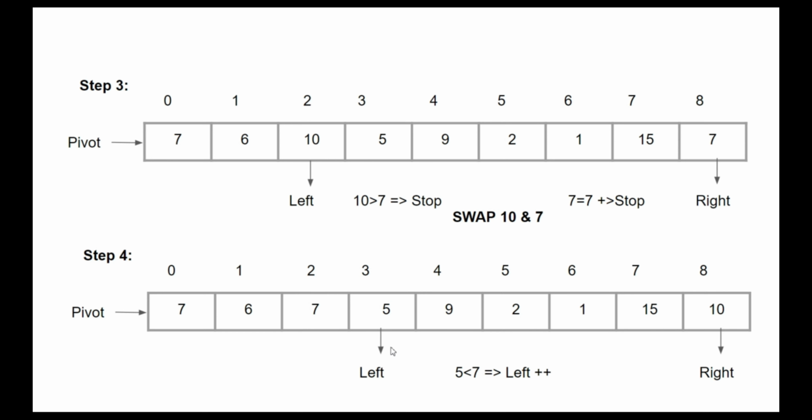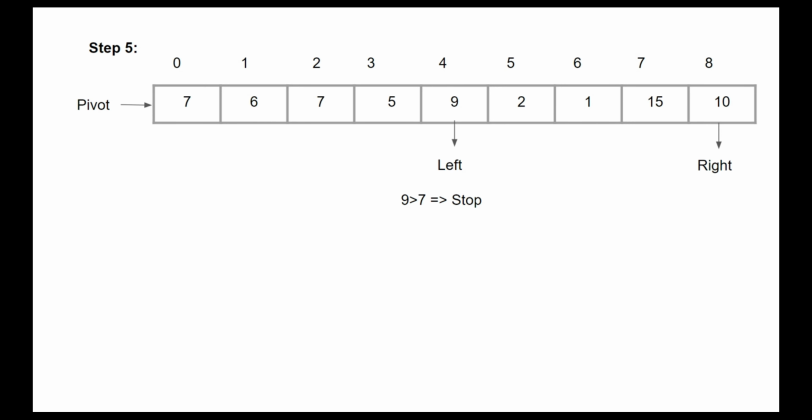Now this is how the array looks. Then again check with 7. It is equal to the pivot, so left plus plus. Then the next is 5. It is also less than the pivot, so again left plus plus. And the next is 9, which is greater than the pivot. So left will stop there and right will check. First, 10 is greater than the pivot, so the right will decrement by 1.